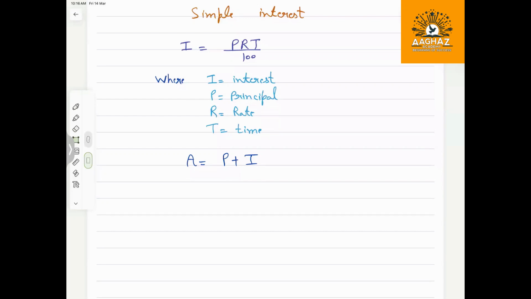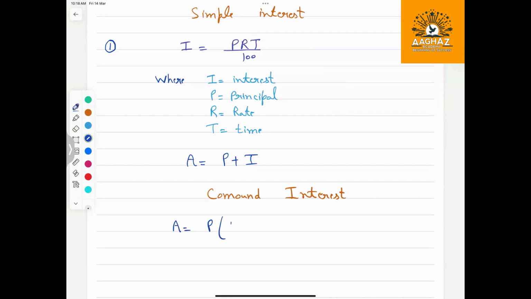Okay, so I taught you the simple interest formula, that is I is equal to PRT over 100. After simple interest, there is another important formula, that is compound interest. Now I am going to start compound interest. For compound interest, we use another formula, that is A is equal to P (1 plus R over 100) whole power T.